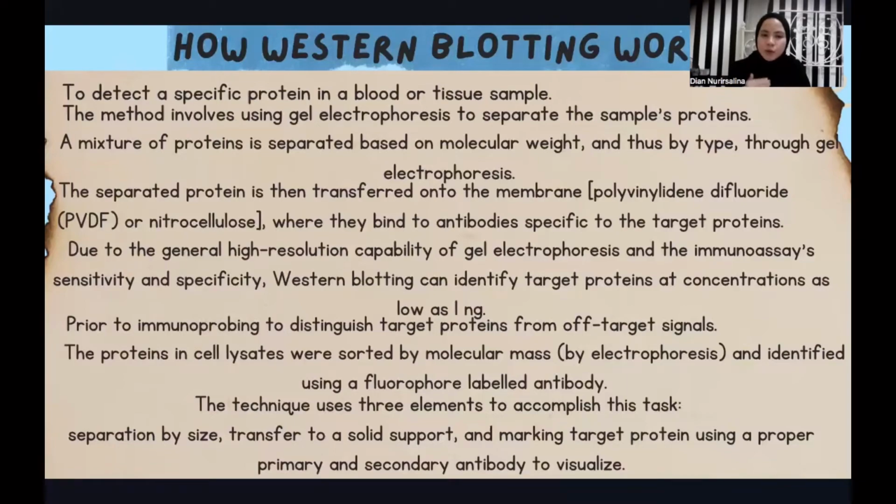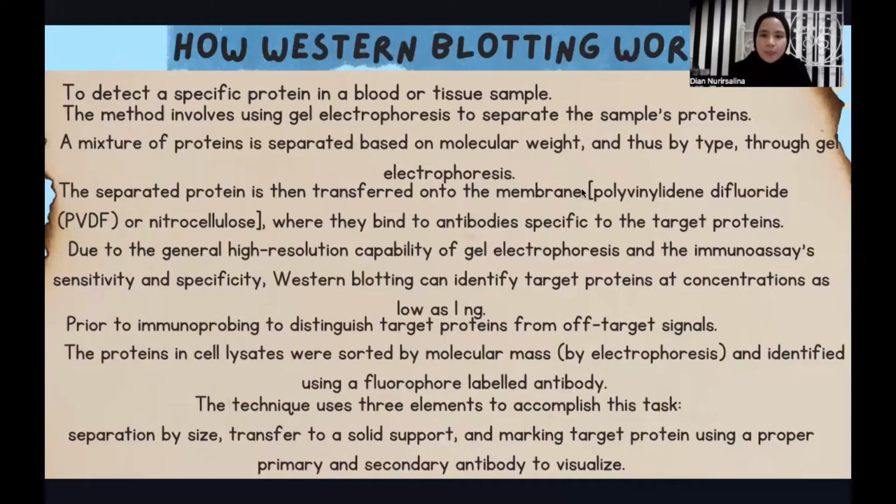Prior to immunoprobing, to distinguish target proteins from off-target signals, the proteins in cell lysates were sorted by molecular mass by electrophoresis and identified using a fluorophore labeled antibody. The technique uses three elements to accomplish this task, which are separation by size, transfer to a solid support, and marking the target protein using a proper primary and secondary antibody to visualize.